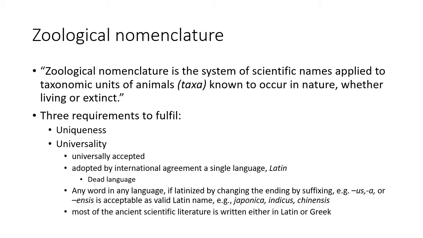The pro part is that any word in any language, irrespective of whether I speak Tamil, Telugu, Malayalam, anything, I can Latinize the name by adding different suffixes. For example, I can add us, a, ensis, and that name can be changed into a Latin name. For example, japonica, indicus, chinensis. So we can have something like suratensis, if it's from Surat, right? Another point that helps to give validity to this Latin name is that most of the earlier scientific literature is in Greek or Latin, right?